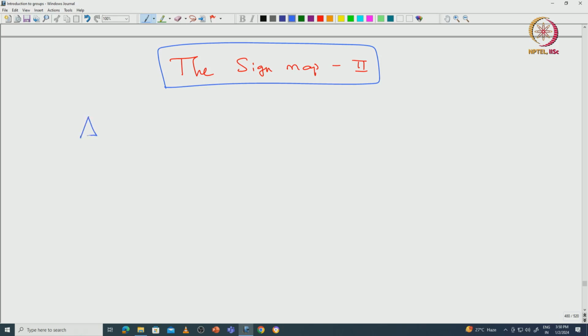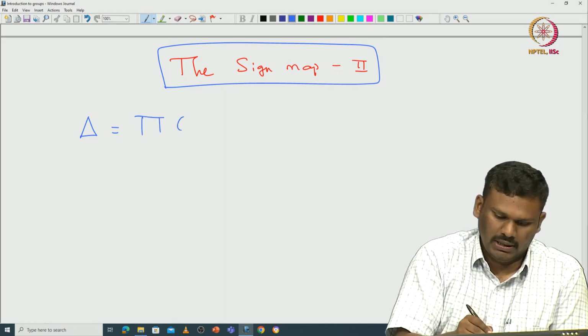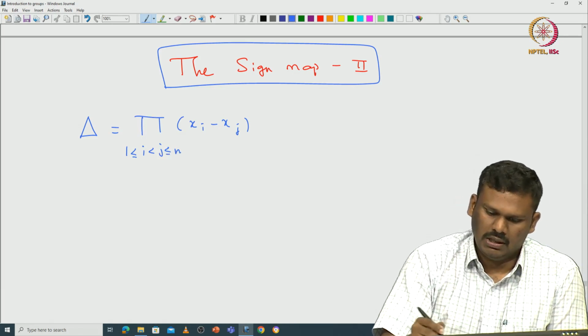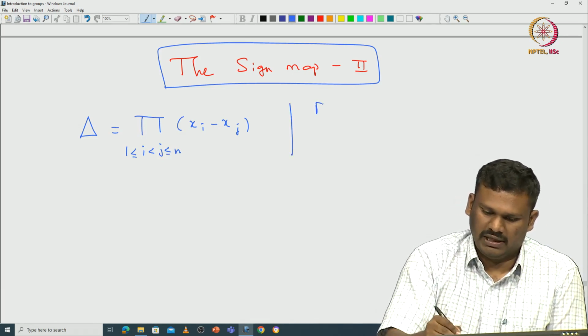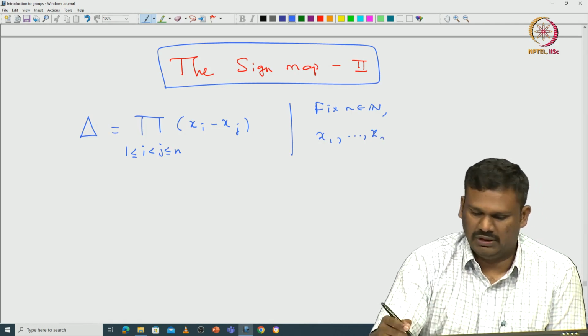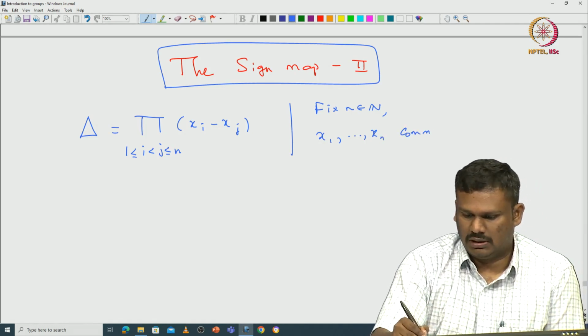We introduced this delta, which was motivated from the Vandermonde matrix. This delta is a multivariate polynomial given by the product of xi minus xj, where 1 less than or equal to i less than j less than or equal to n. So it is the product of all these monomials. Given this n, we fix these commuting variables x1 up to xn, and using them you define this delta. These are commuting variables.